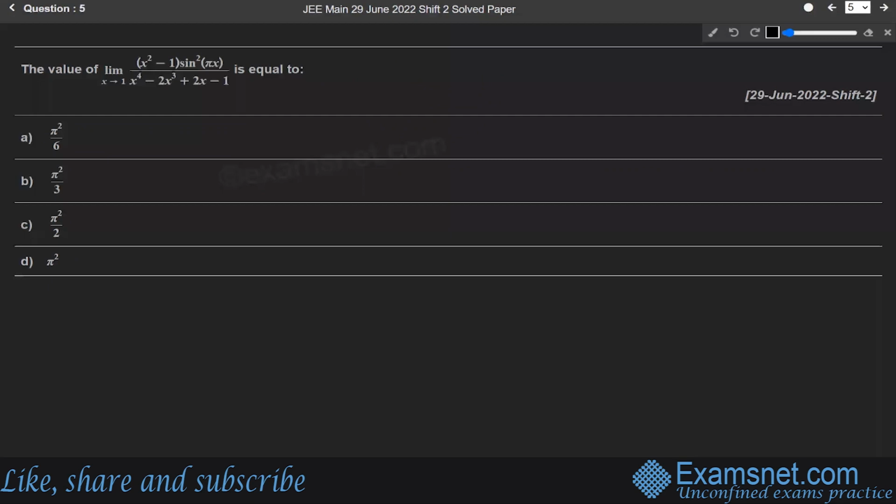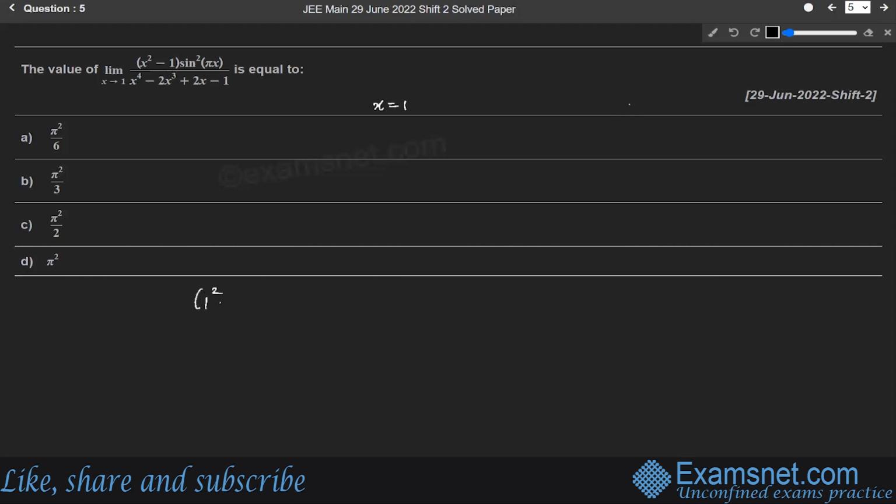Okay. Next question is the value of limit x tends to 1 of x square minus 1 into sine square pi x divided by x to the power 4 minus 2 into x cube plus 2x minus 1 is equal to. This is a question that comes from limits. And the first thing that we do in this kind of question is we apply the limit. So what is the limit here? X tends to 1. It means that we have to put x is equal to 1. So let us put the limit first.